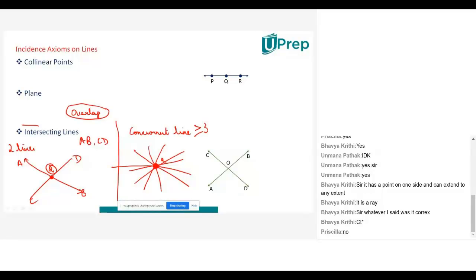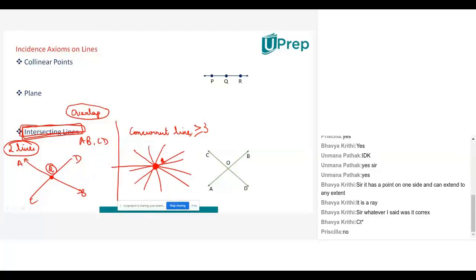Sir, can you repeat what is concurrent lines? When I'm talking about intersecting lines, I am talking about two lines only which have a common point, that is Q. But when I'm talking about a concurrent line, I'm talking about three or more lines which pass through one common point. This is Q, and all these that I drew like tentacles are all lines, right? You see, all these lines pass through the same or the common point Q. Such lines are said to be concurrent lines.